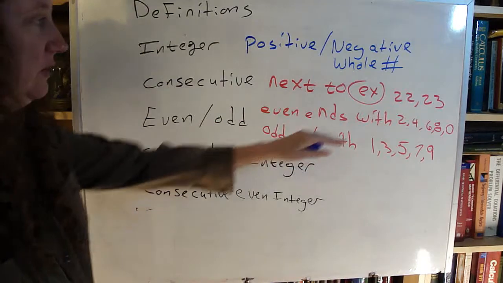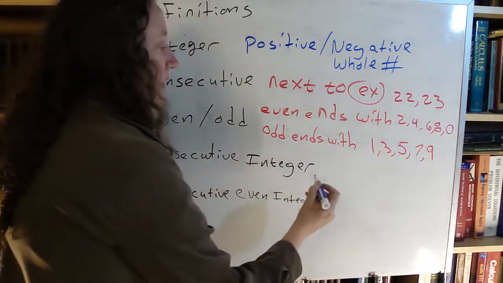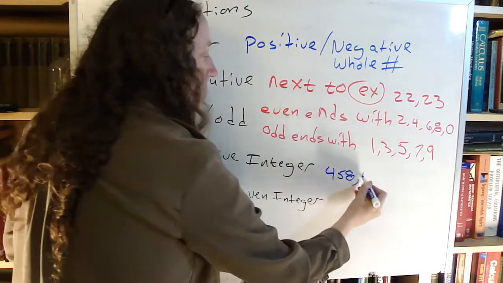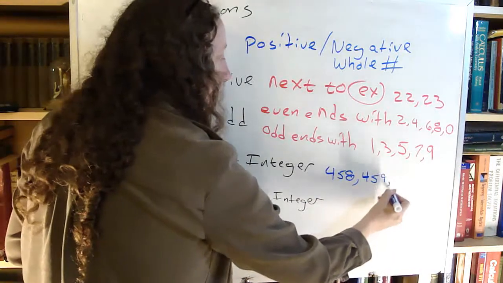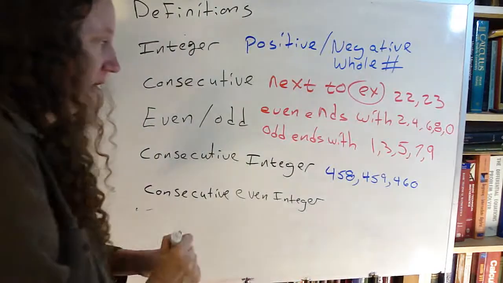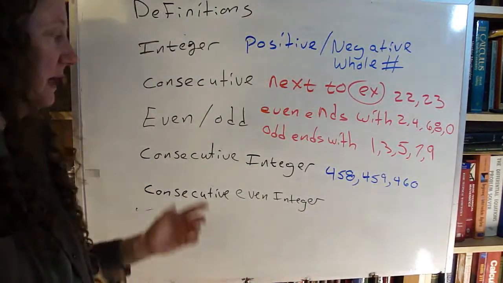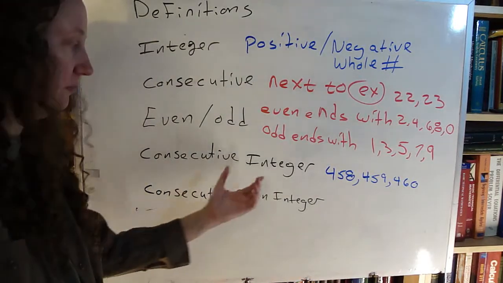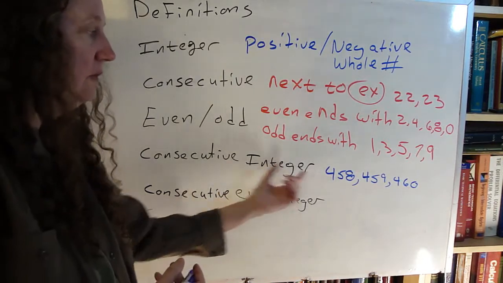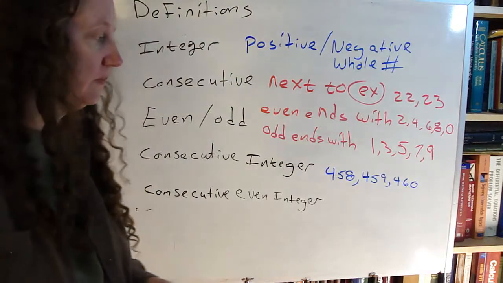Consecutive integers. I just gave you one example up there. I can give you plenty more. So if we have the numbers 458, 459, and 460, those are 3 consecutive integers. They are 3 whole numbers. Integer meaning whole number, positive or negative. So 3 whole numbers that are next to each other in your counting line.